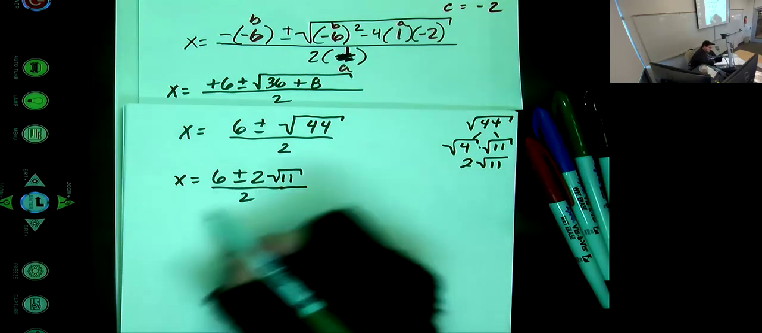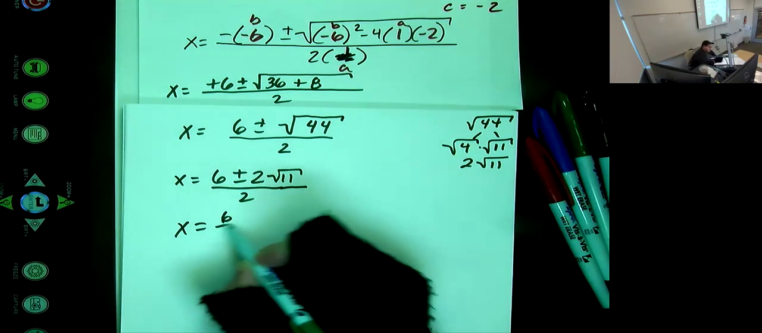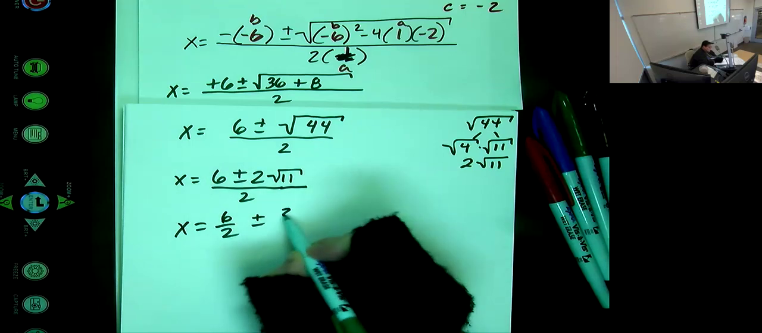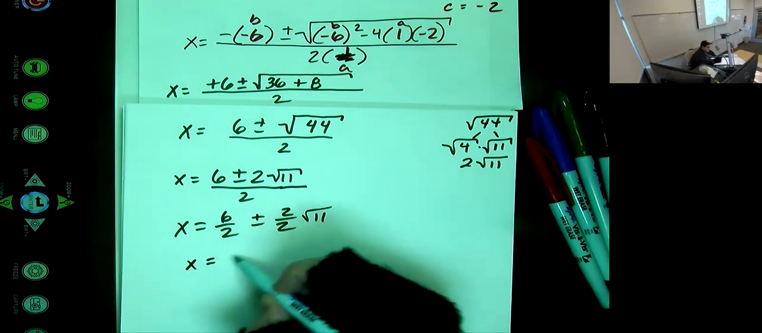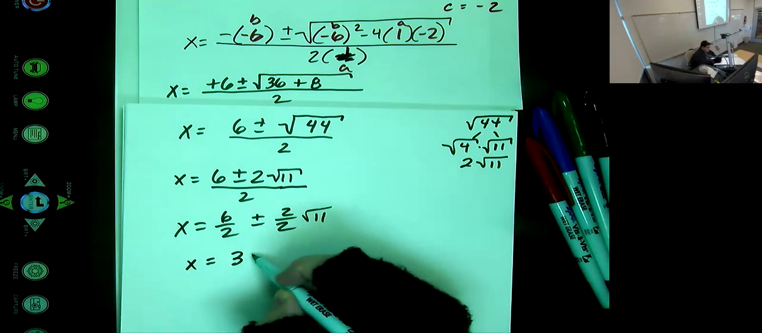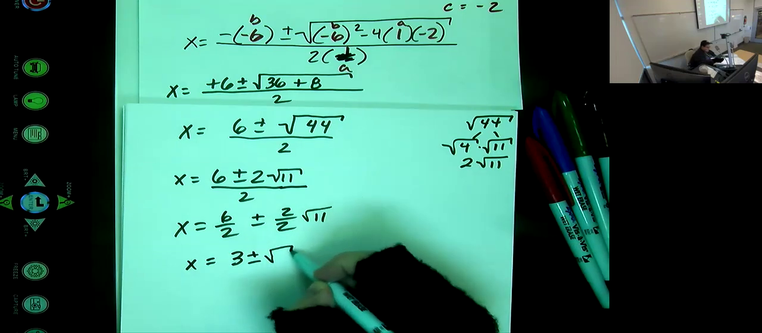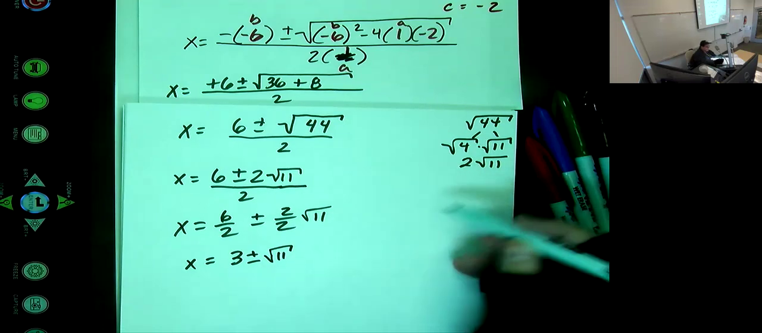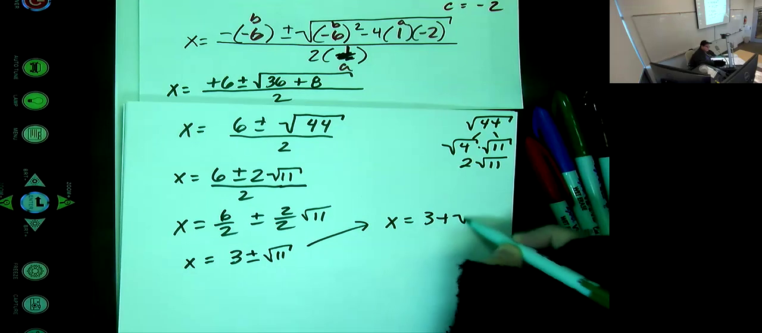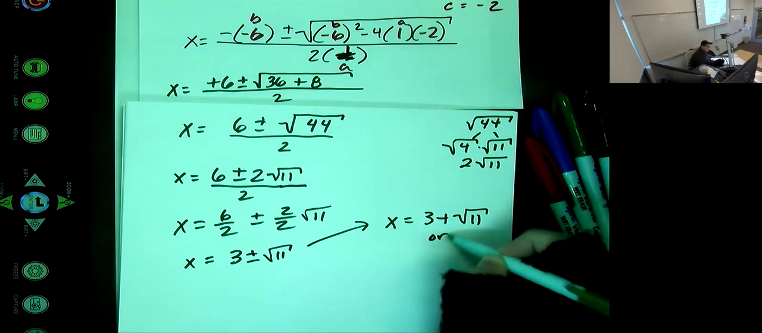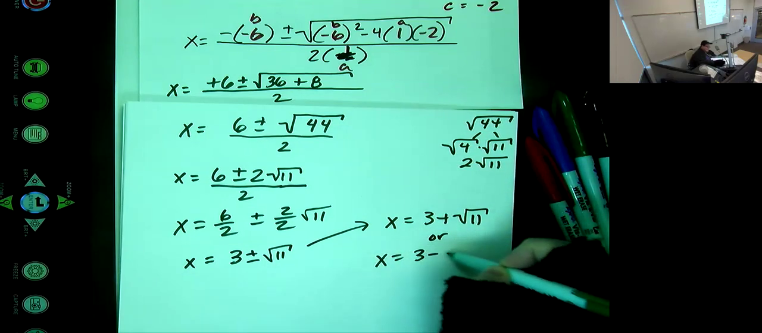This is literally, we can break it up. This is 6 over 2 plus or minus 2 over 2 root 11. And that simplifies to 3 plus or minus the square root of 11. So we have two answers: x equals 3 plus square root of 11, or x equals 3 minus square root of 11.